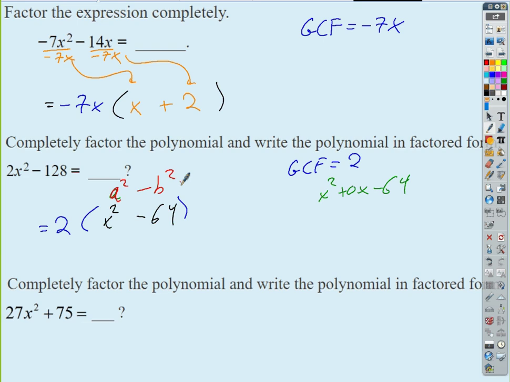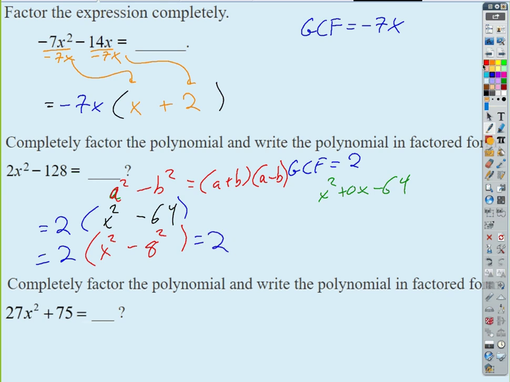Could I think of this as something, call it A squared, minus something else, call it B squared? If we can write it that way, then we've got that simple pattern that we can fall back on. Right? So can we? Well, yeah, that's something squared minus something squared, isn't it? What is it? What's being squared here? Well, x. What's being squared here? 8. Okay, and then don't forget I've got my 2 out front.